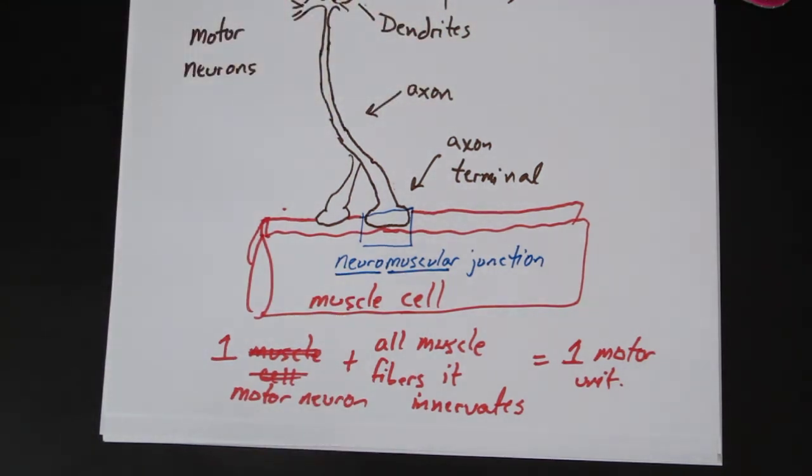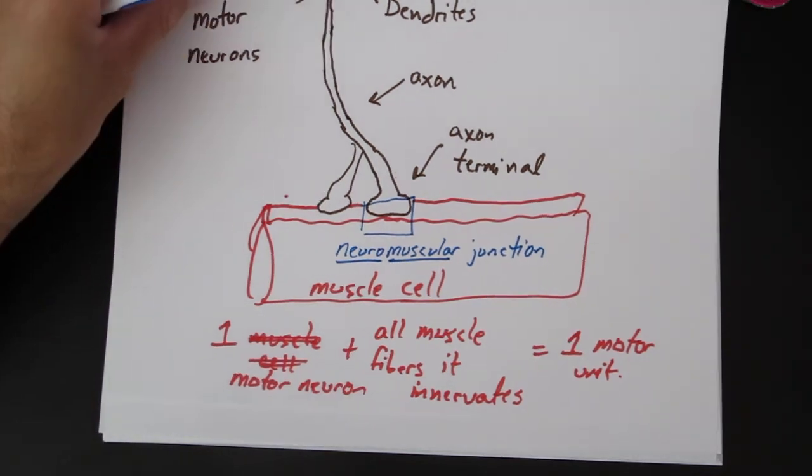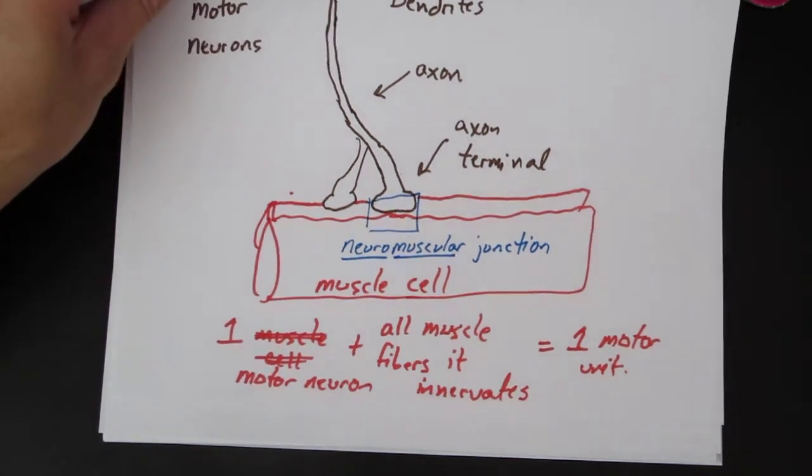So we want to look first at what's happening in terms of muscle contraction at the neuromuscular junction. Let's go ahead and do that. We're going to blow up that neuromuscular junction and see what happens next.